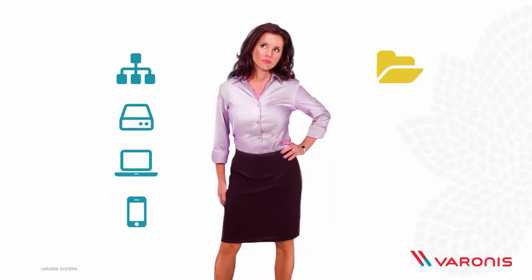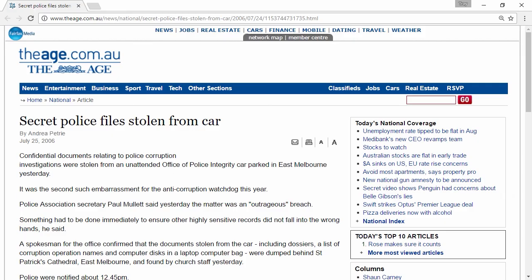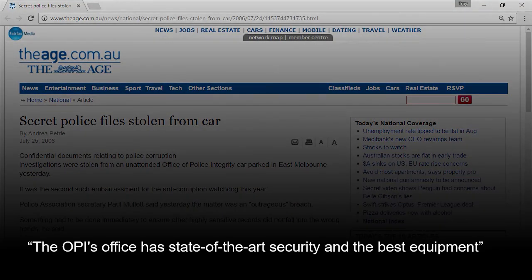And even if we're operating in a predominantly digital age now, if the file doesn't already exist on paper, that can easily be fixed. Just print the file out. The problem then, of course, is that files also get left in cars. Sometimes they get stolen out of cars. Sometimes those cars are even police cars. And even though the Office of Police Integrity had state-of-the-art security and the best equipment, it doesn't stop a thief from simply picking up some paperwork left on the seat of a vehicle.